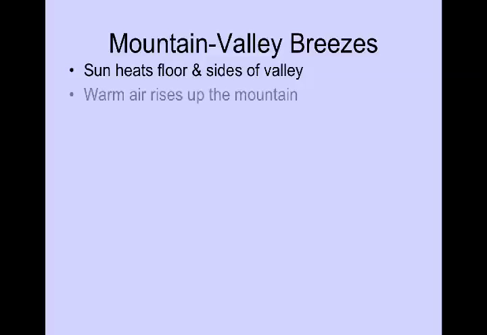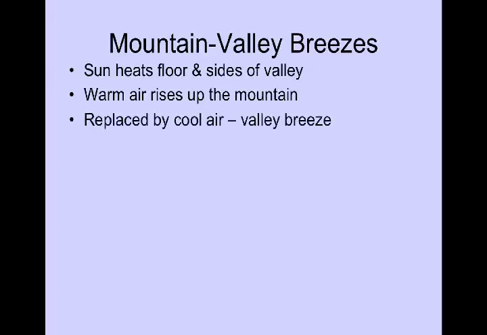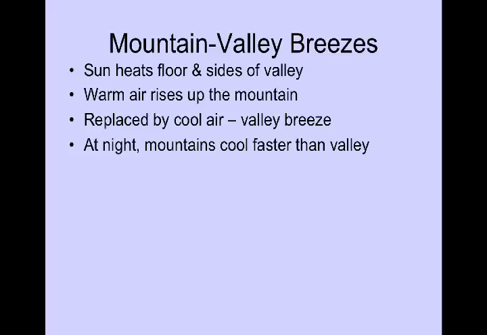Another place this occurs is in mountain valleys. And this is because the sun is going to heat up the sides and the floor of the valley, and that's going to cause the warm air to rise up to the top of the mountain and be replaced by the cool air. So the cool air that was above will fall down, and then at night this whole scenario is just going to reverse itself. Okay, and so that makes putting wind turbines in these areas an ideal situation in many cases.